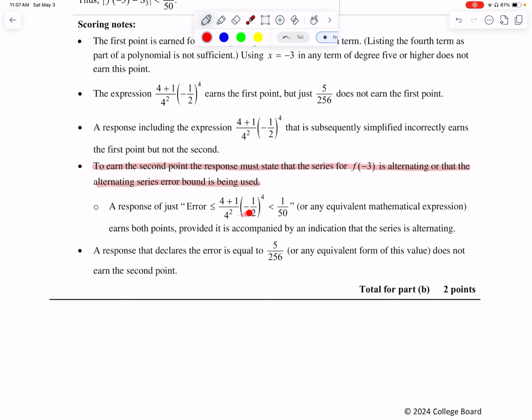response. The response of just blah, blah, blah is less than 1 over 50 earns both points, provided it is accompanied by the indication that the series is alternating. So there you go. And a response that declares that the error is equal to 5 over 256 does not earn the second point. Remember, it's got to be less than.